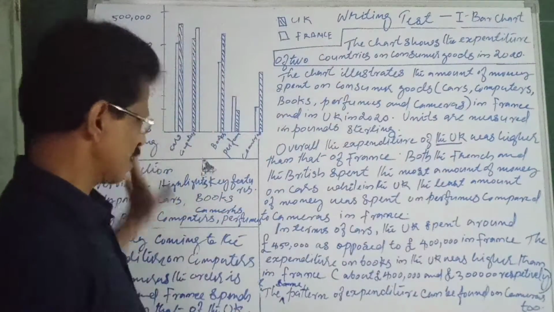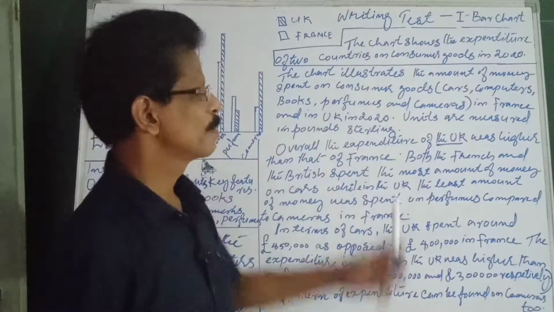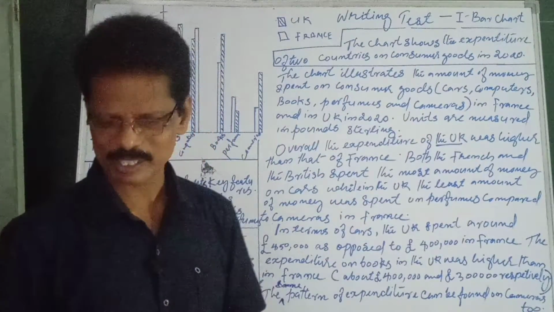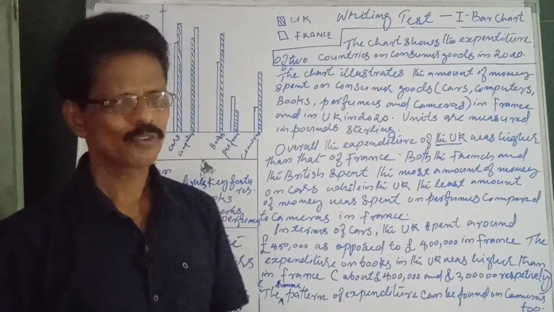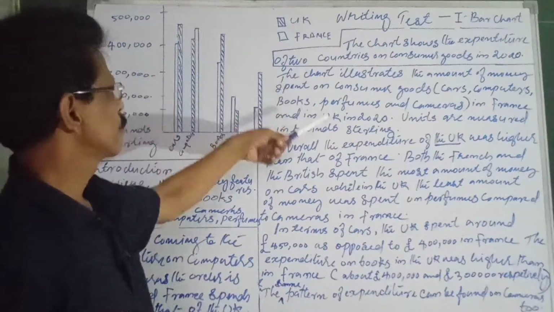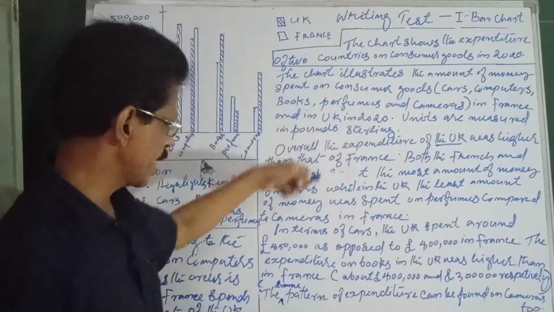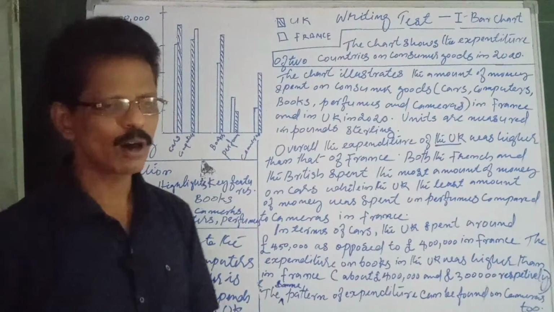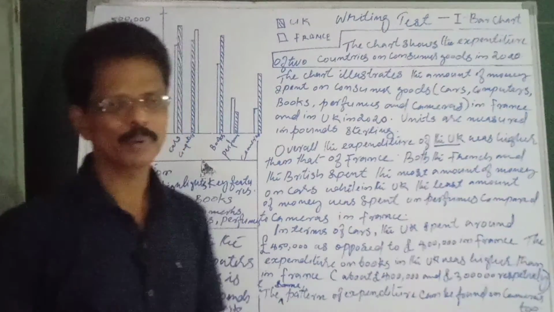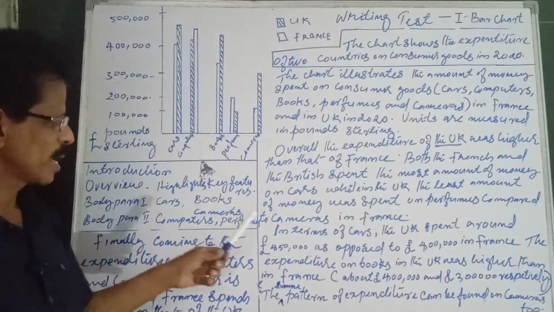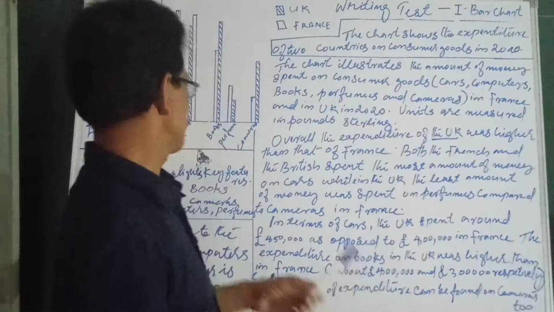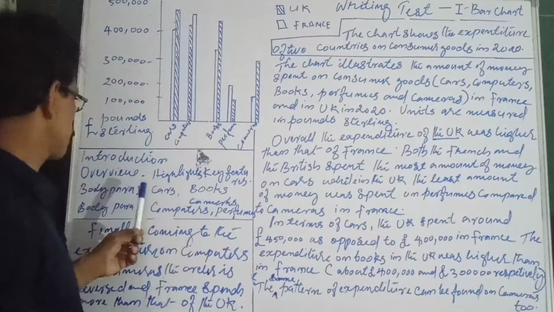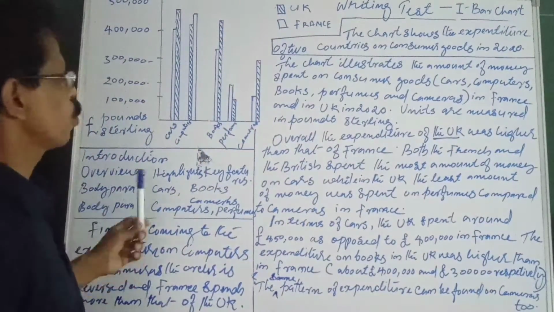Because the entire answer should be 150 words. So that is the overview. Okay, now I hope it is clear. First you write the introduction, paraphrasing the question, then you write the overview. Now let us come to body paragraph number 1 and body paragraph number 2. After the overview comes body paragraph number 1 and number 2.